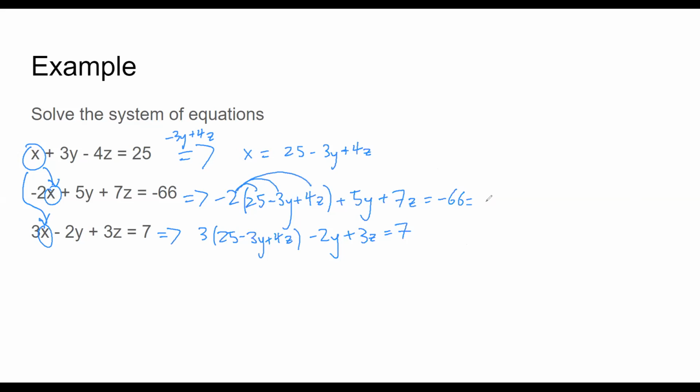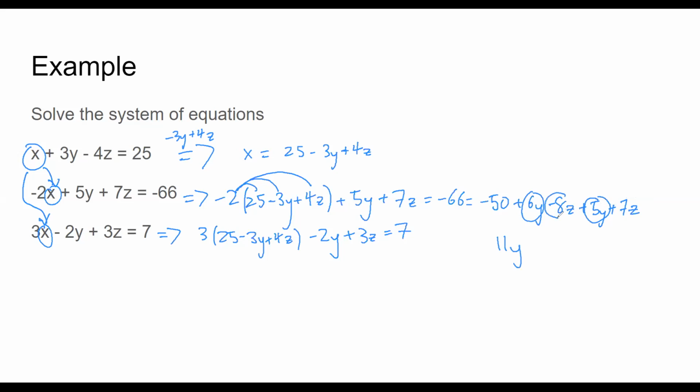That gives us negative 50 plus 6y minus 8z, plus 5y plus 7z. And now we can try to combine these terms, right? We have a 6y here and a 5y here. That gives us 11y. We have an 8z here and a 7z here. I mean, wait, what did I just say? Oh, wait, no, I said right.